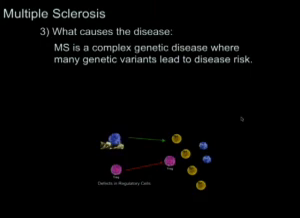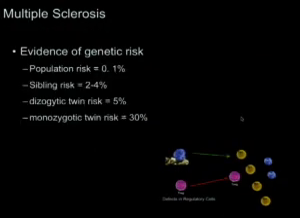And along the line of there not being one defect in immune regulation, or one type of antigen, MS is a so-called complex genetic disease where there are multiple genetic variants, each by themselves with a small effect, which lead to disease risk. So what's the evidence that MS is a genetic disease?